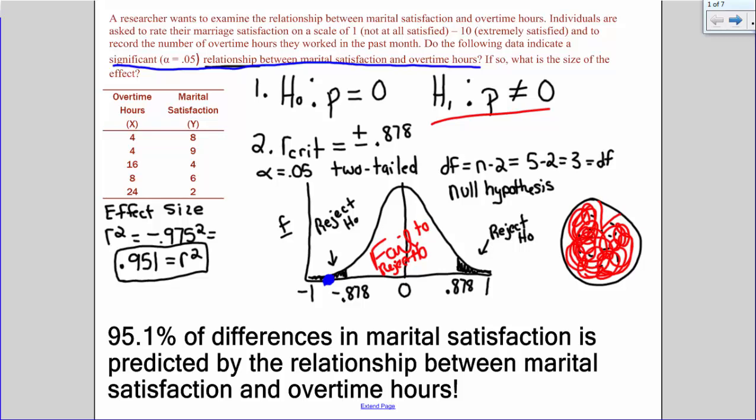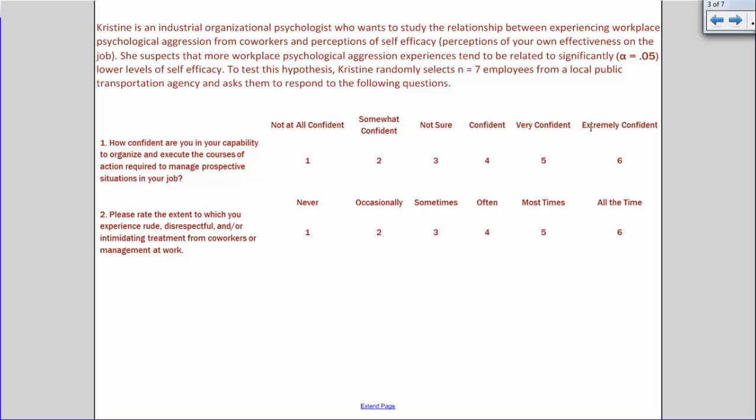Okay, so now let's go ahead and give this one a shot. So here's the summary of the study. Christine is an IO psychologist who wants to study the relationship between workplace aggression and perceptions of how effective you are on the job. The fancy word for that is self-efficacy, your confidence in your abilities at work. She thinks that more workplace aggression tends to be related to significantly lower levels of self-efficacy. And here are the survey questions that she used to assess workplace aggression and self-efficacy.